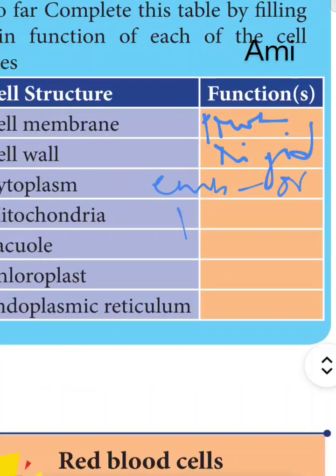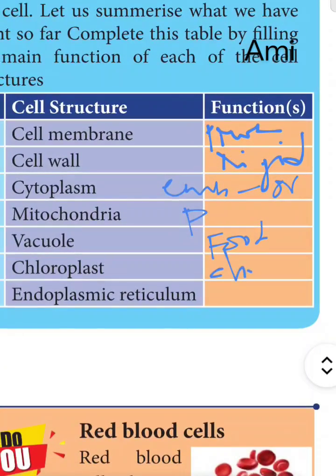Then mitochondria, the powerhouse of the cell. Vacuole is responsible for storage of either food or water. Then chloroplast for the production of chlorophyll. Then endoplasmic reticulum, as we saw, helps in the production of lipids and steroids.